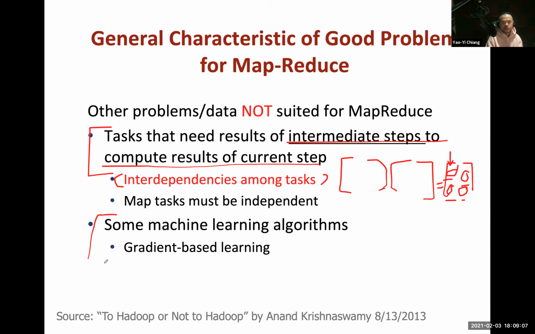Some machine learning algorithms are not very good for MapReduce for the same reason: you have dependencies between tasks, and one task has to wait until the other task has finished so that it can start.